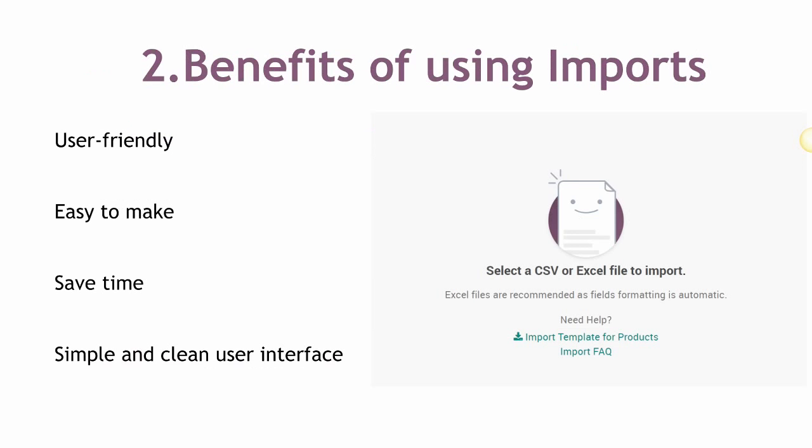What are the benefits of using imports? It's very user-friendly. Every version there are a lot of modifications, of course, improvements. Now you can see it's a little bit different. You have an icon, and it gives you a lot of instructions directly on the page. You can import with a CSV or Excel file. We also recommend doing it with an Excel file because Odoo supports more modification and formatting with the numbers and with dates.